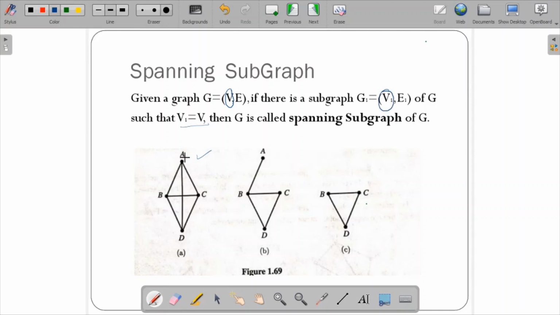So if you see over here, he has taken only A to B, B to C and B to D and C to D. He has removed this particular edge, okay, and also this particular edge. That's fine, but all the vertices should be there. That is what he is mentioning in the condition.